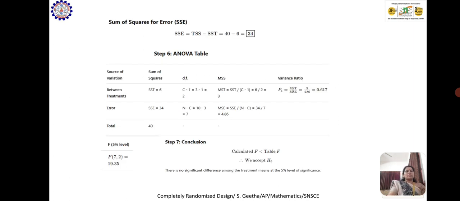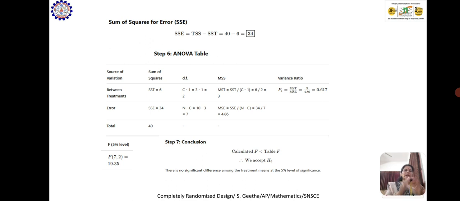Now we are supposed to find SSE. SSE is nothing but TSS minus SST. Already we found TSS is 40 and SST is 6. So by subtracting we get 34 as the SSE value.